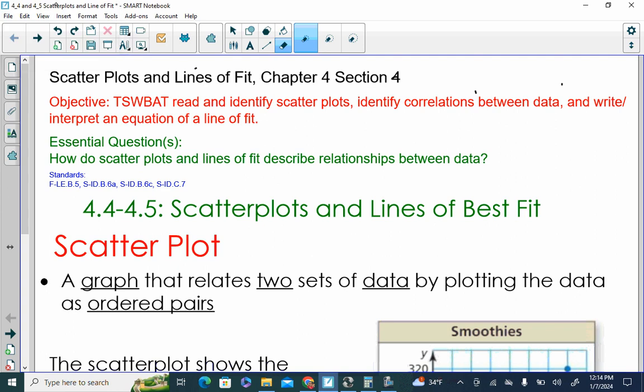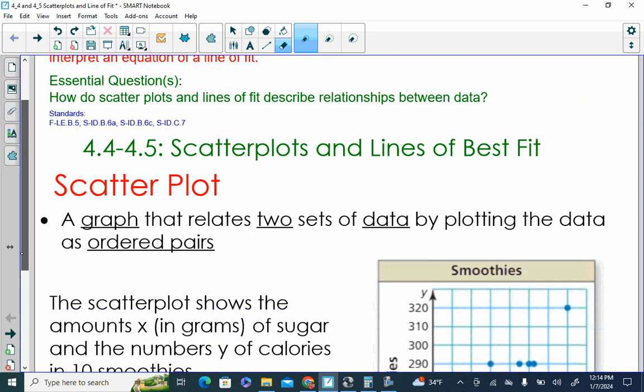Okay, our lesson today is to be able to read and identify scatter plots, identify correlations between data, and write and interpret an equation of a line of fit. Our essential question today is how do scatter plots and lines of fit describe relationships between data?